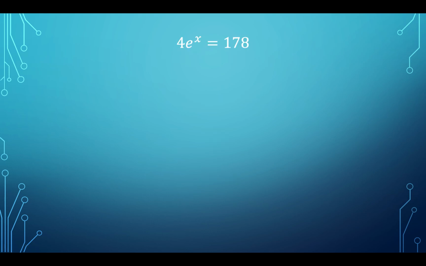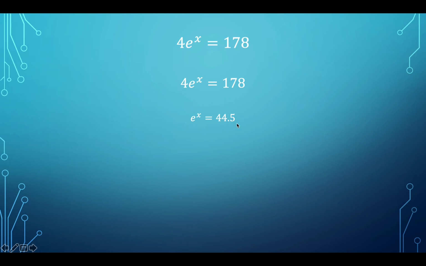Now how about this one? What if I give you 4 times e to the x power is equal to 178? So 4 times e to what power is going to give us 178? The easiest thing to do first is treat this e to the x as one giant x. How would you get x by itself? The first thing you would do is divide each side by 4. When we divide 178 over 4, we get 44.5.